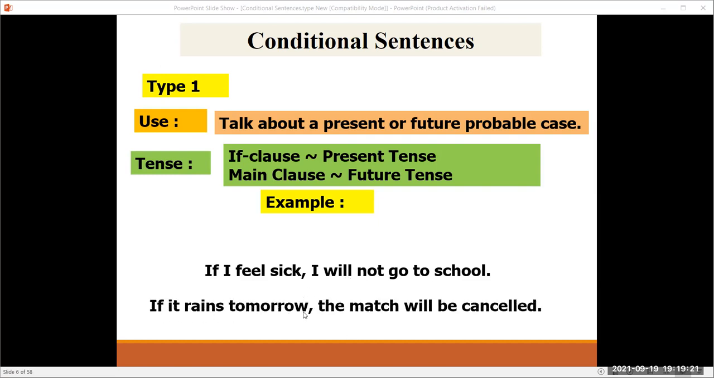If it rains tomorrow, the match will be cancelled. Here in the if clause, it's simple present tense, and in the main clause or the result clause, we are using simple future tense or future indefinite tense.